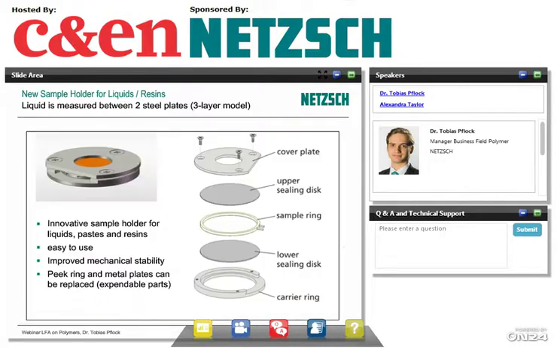How can we measure epoxy resin? Well, there's a special kind of sample holder, and we place the liquid between two steel plates. You just see the setup here to the right.